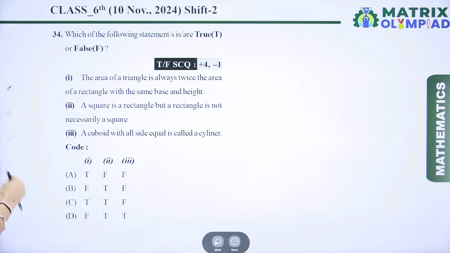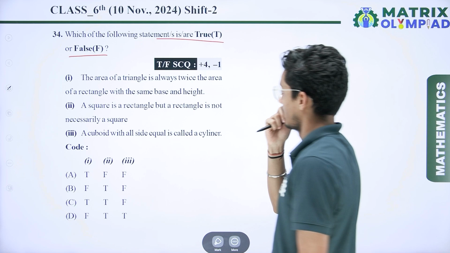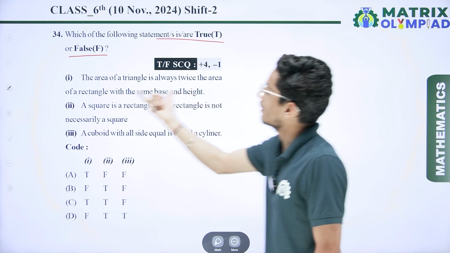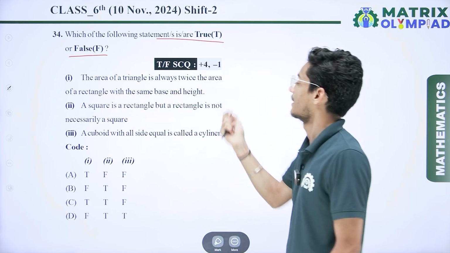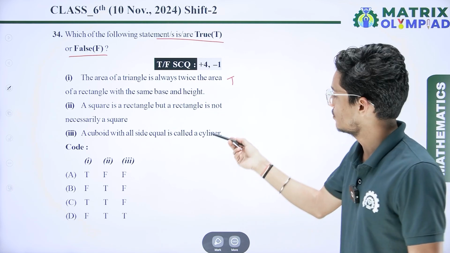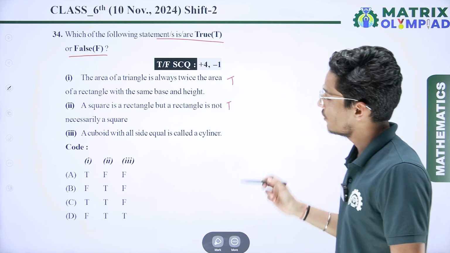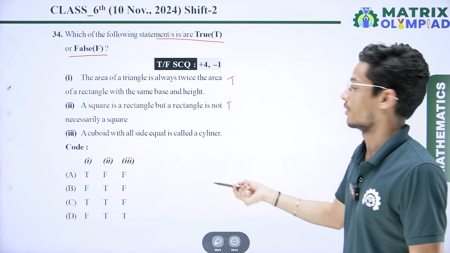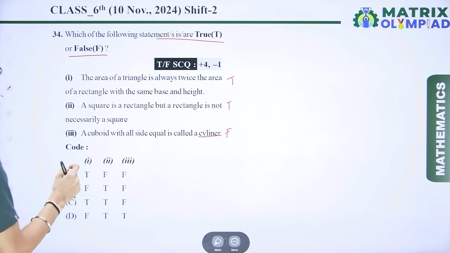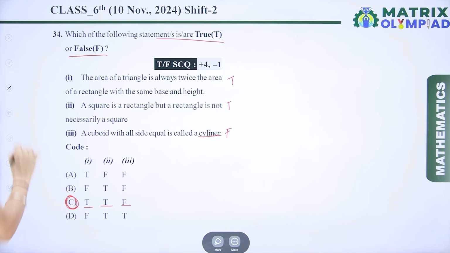So now if I talk about the next question, that is which of the following statements is true or false. So here we have given the area of a triangle is always twice the area of a rectangle with the same base and height. Yes, this statement is true. A square is a rectangle. Yes, this condition is true. But a rectangle is not necessarily a square. Yes, this one is again also true. A cuboid with all sides equal is called a cylinder. No, this is not called a cylinder. This is called a cube. So true, true, false.